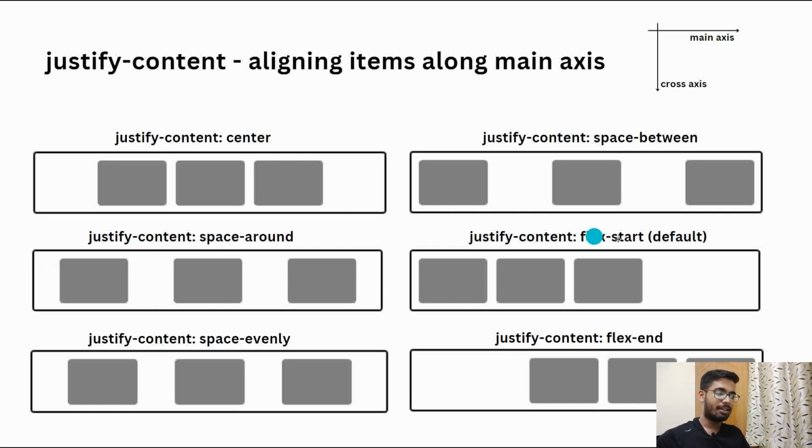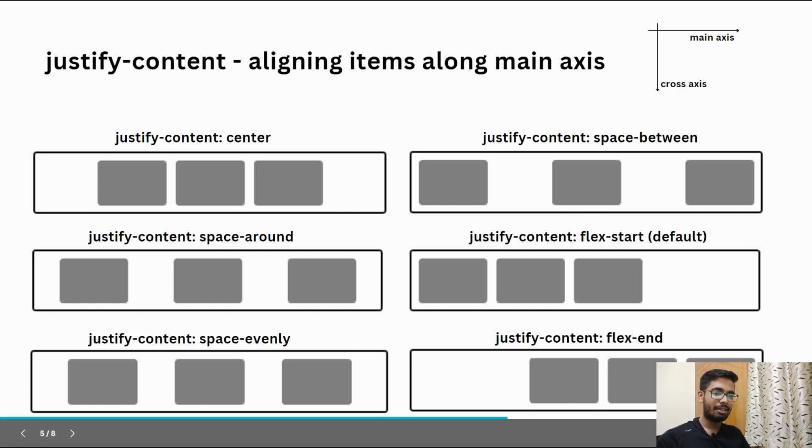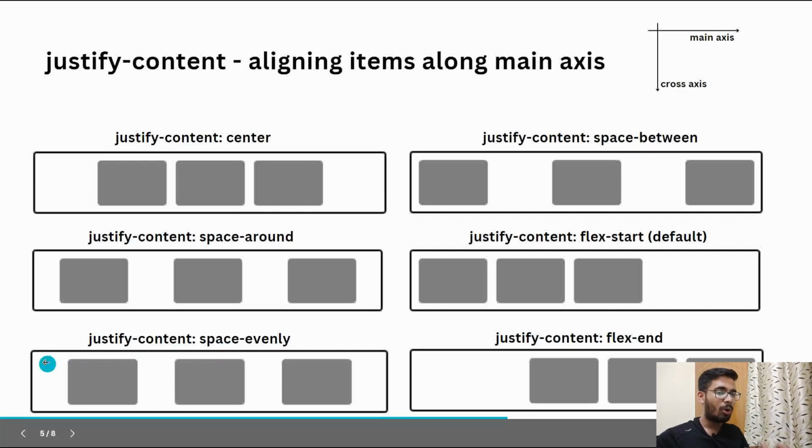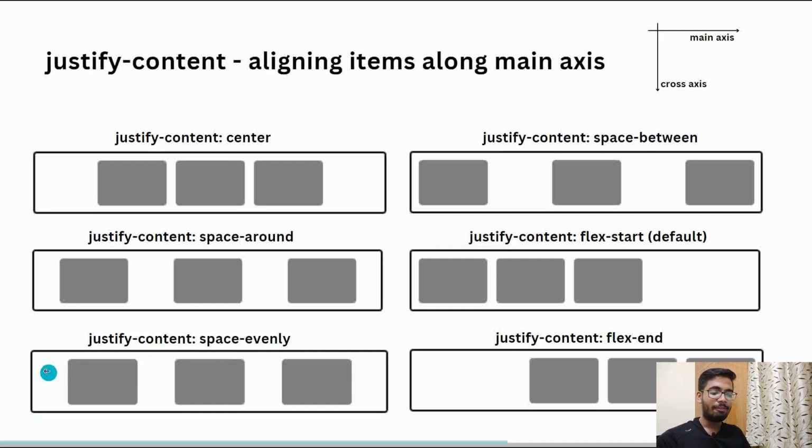Next we have flex start. As you can see from the diagram itself, it will align all the items at the start of the container. Similarly, flex end aligns them at the end of the container. Next we have space evenly. It might be a little tricky to tell the difference between space evenly and space around. Sometimes I also can't tell, to be honest. But space evenly is basically used to put all the extra space of the container evenly in between flex items.